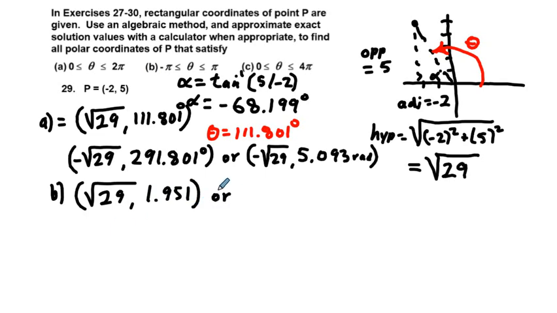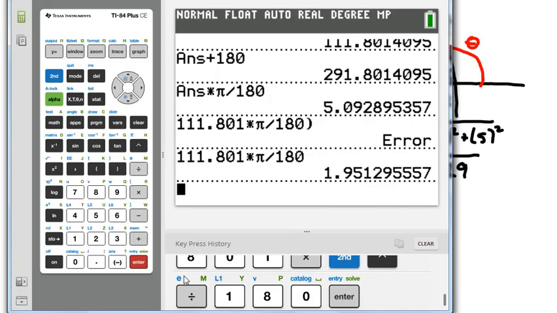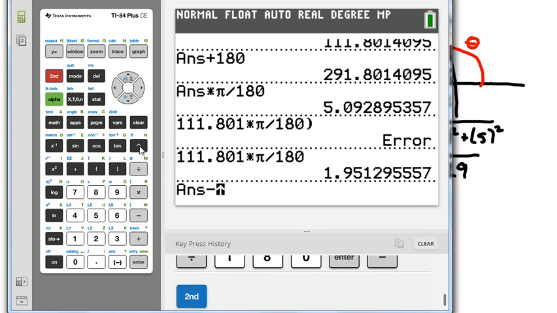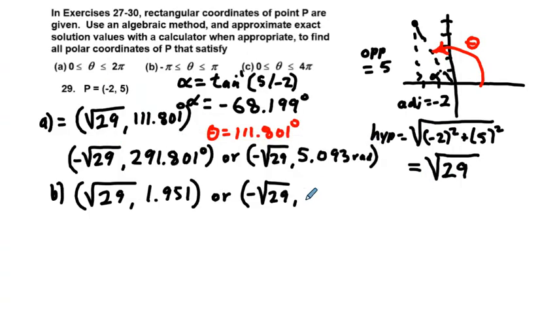This time we're going to go toward negative pi. So we're going to go ahead and make this negative square root of 29. And we're going to take that 1.951 and subtract from it pi. So 1.951 subtract pi radians. So we'll put minus pi. So we get negative 1.190 radians. That'd be radians. I'll put RAD. And this one right here, of course, is radians also.